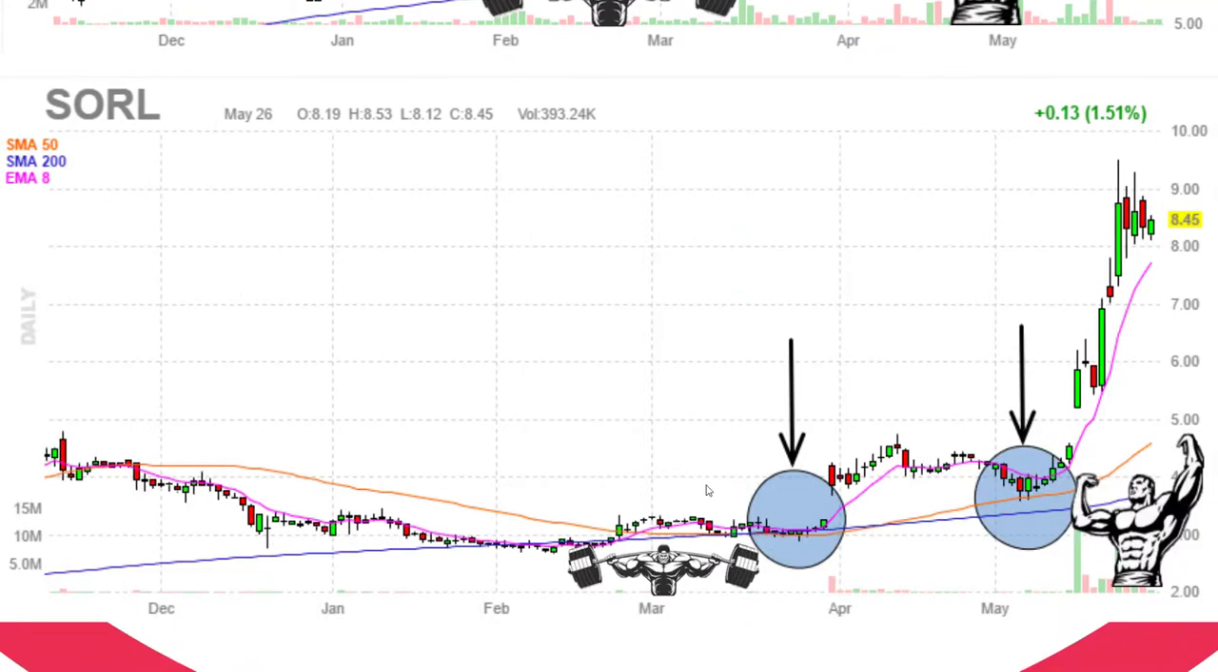SORL. Here we come down here and test this 50-day, and then we move up. And I believe this is where the earnings happened. But even so, we got this huge spike. We come back down here and test that 50-day. 50 day's holding. Notice how after the retest, the price and volume get stronger.